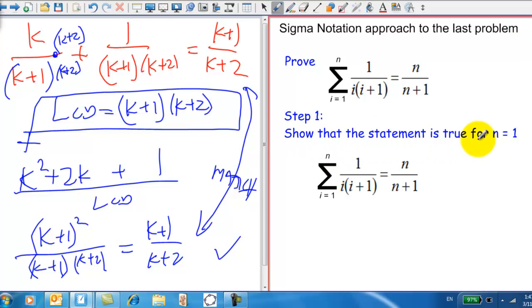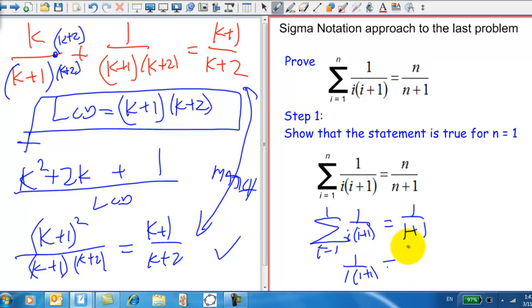Step one is show the statement is true for n equals 1. So we can write out this in sigma notation. The sum from i equals 1 to 1 of 1 over i times i plus 1 equals, put 1 in for this, then we get 1 over 1 plus 1. Well, this is just the one term, 1 over 1 times 1 plus 1. Is that equal to a half? Is a half equal to a half? Yes.